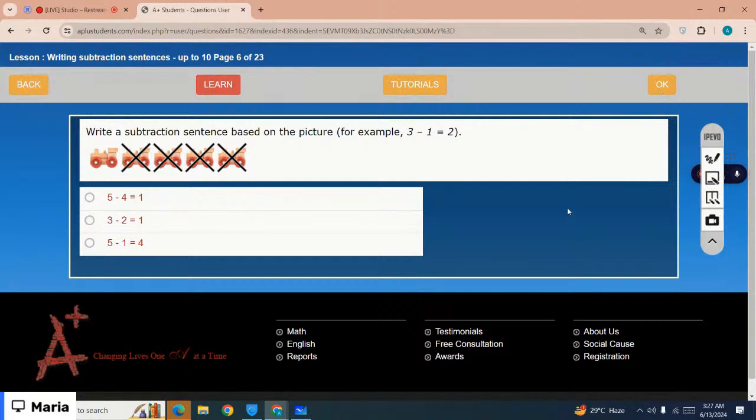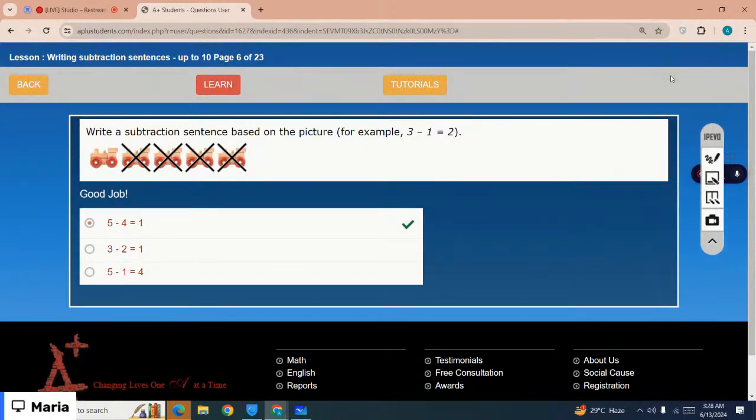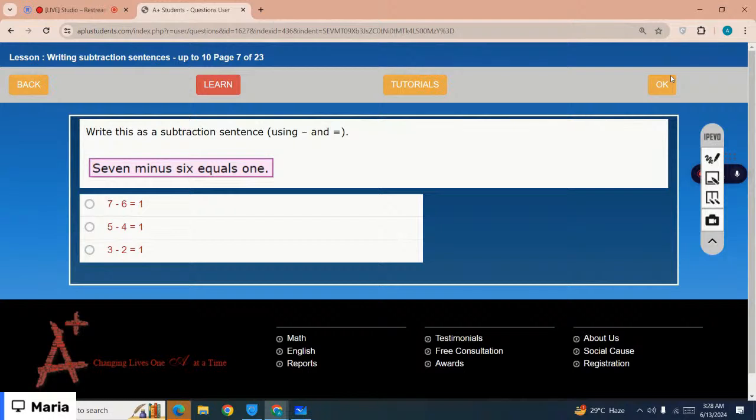Yes, that is 5 take away 4 equals 1. Option number 1 is the correct option. Very good. All right, this as a subtraction sentence. So which is the correct option? 7 minus 6 equals 1. That is option number 1.